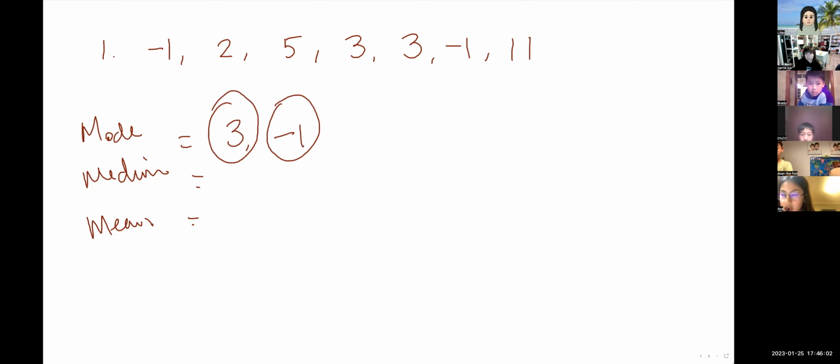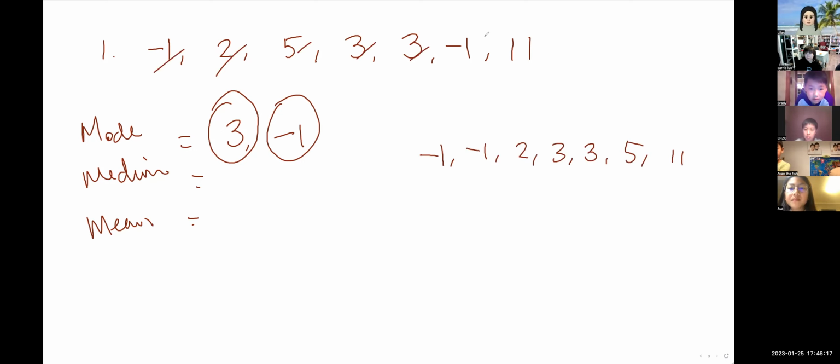Okay, so let's take a look at what is a median. We need to put them in order: -1, -1, 2, 3, 3, 5, and 11. Right? So what is the median number? 3. So the median is 3.